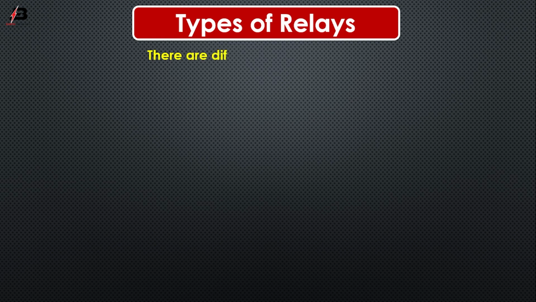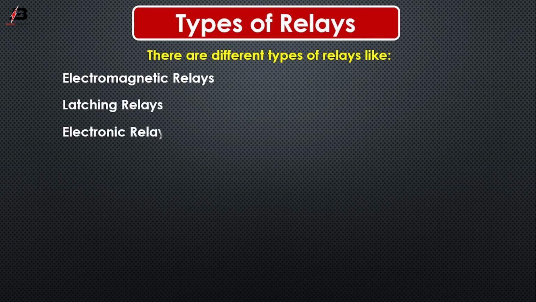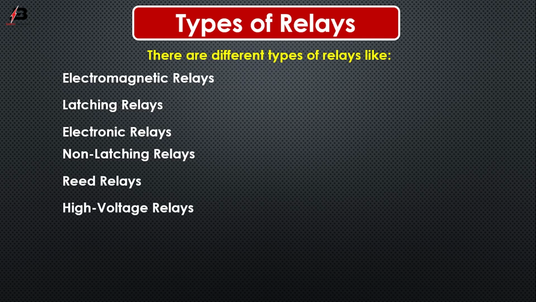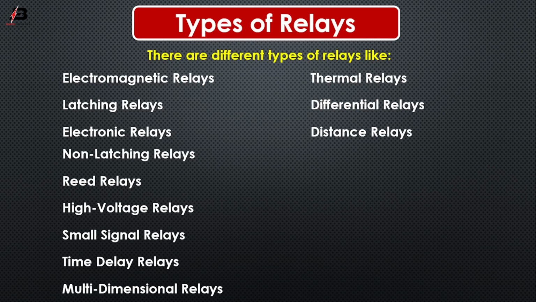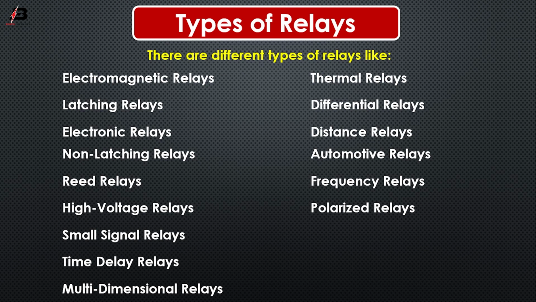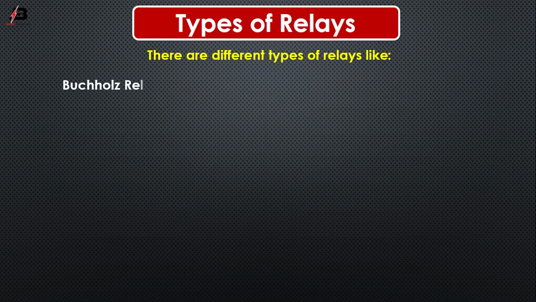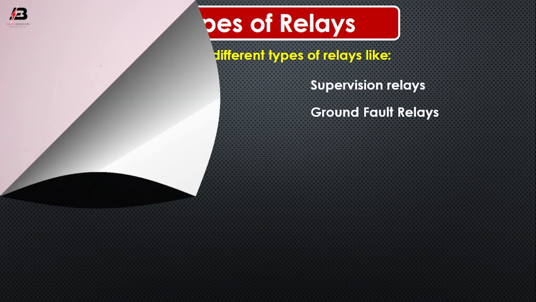Types of relays. There are different types of relays like electromagnetic relays, latching relays, electronic relays, non-latching relays, reed relays, high voltage relays, small signal relays, time delay relays, multi-dimension relays, thermal relays, differential relays, distance relays, automotive relays, frequency relays, polarized relays, rotary relays, sequence relays, moving coil relays, Buchholz relays, safety relays, supervision relays, ground fault relays.